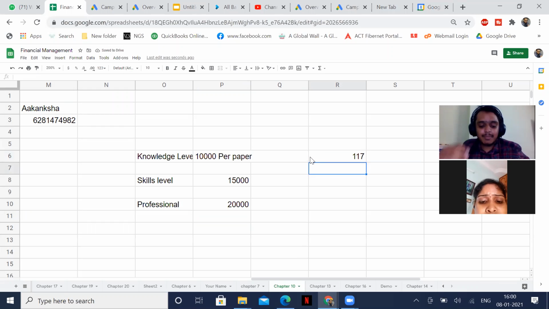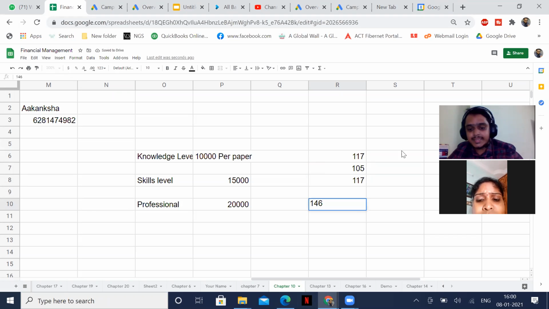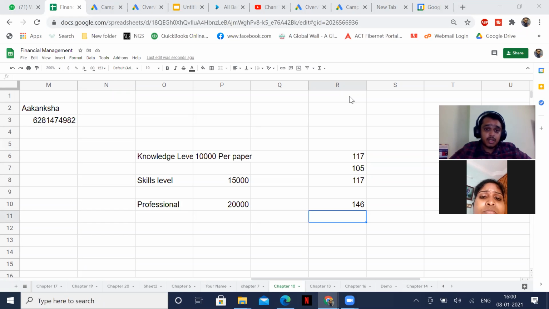Then comes your examination fee. Your knowledge level exam would be 105 pounds per paper. Your skills level exam would be 117 pounds per paper. And your professional level is somewhere around 146 pounds per paper. Tuition fee will cover 2 attempts, whereas your exam fee will cover only 1 attempt.